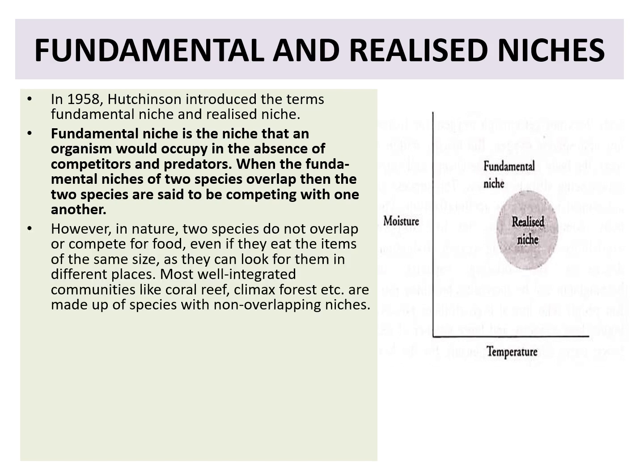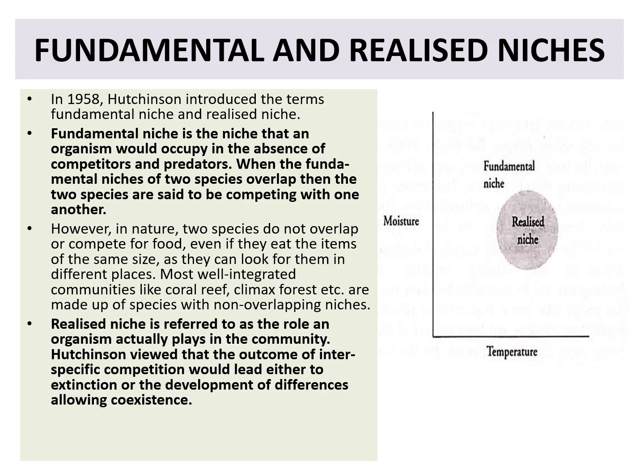However, in nature, two species often do not overlap or compete for food, even if they eat items of the same size, as they can look for them in different places. Most well-integrated communities like coral reefs, climax forests, etc. are made up of species with non-overlapping niches. The realized niche refers to the role the organism actually plays in the community.